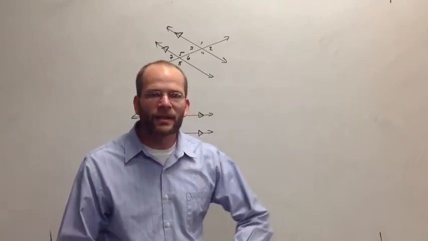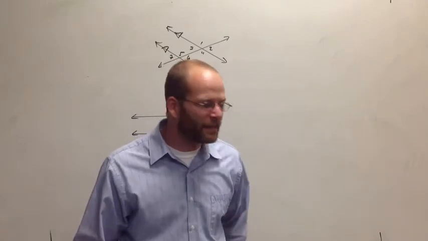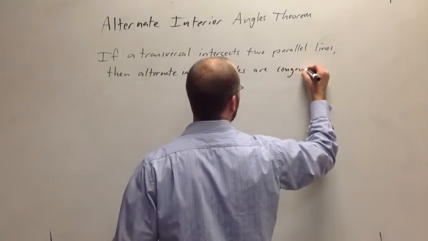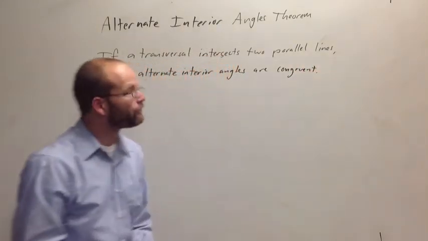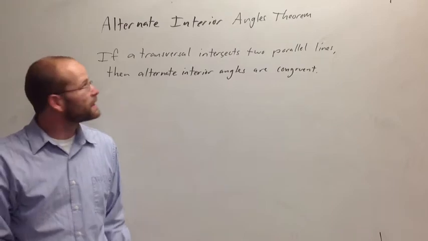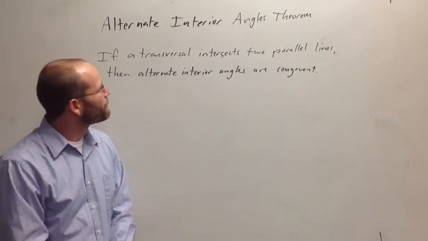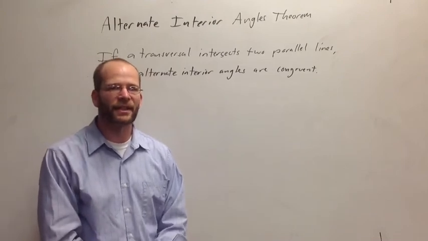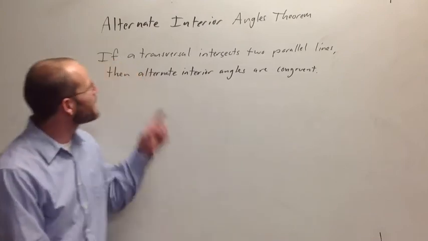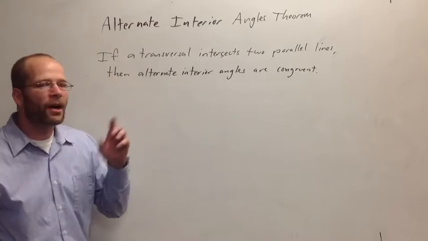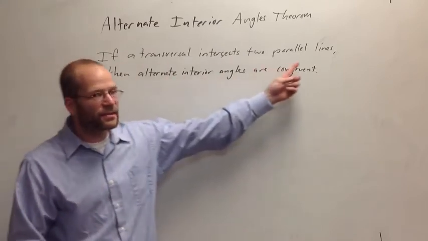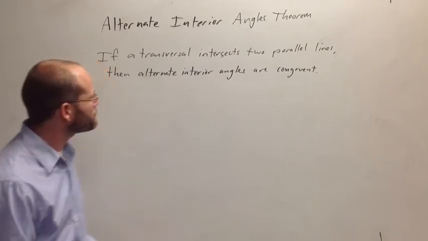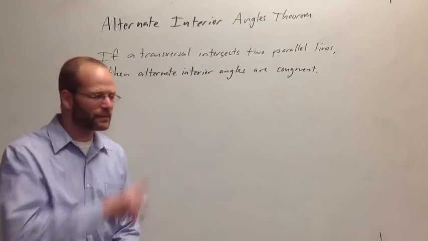From here, we'll look at two theorems that actually find their genesis in this rule right here. The first theorem is the alternate interior angles theorem. It says if a transversal intersects two parallel lines, then alternate interior angles are congruent. Notice again, it's in the form of an if-then statement. Also notice that the hypothesis of this rule is identical to the hypothesis of the corresponding angles postulate. Let's see if we can actually prove this theorem.